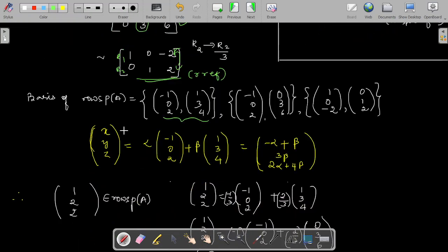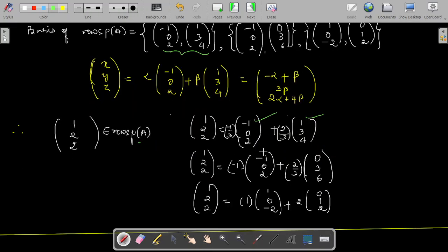Now, basis means any vector can be written as a linear combination of those vectors. Suppose I take this as a basis. Now 1, 2, 2 belongs to the row space. You can check: can you write 1, 2, 2 in terms of all these basis vectors? Yes, minus 1 times the first basis. And we can write 1, 2, 2 with respect to the second basis, that is also 2. And 1, 2, 2 with respect to the third basis. So all these form a basis for the row space of the given matrix.